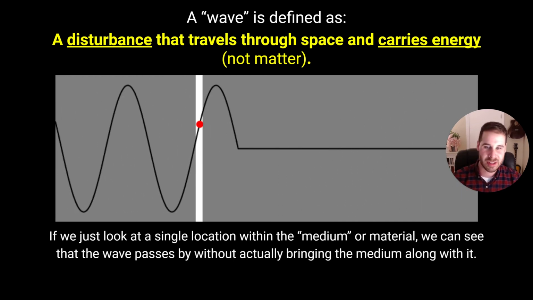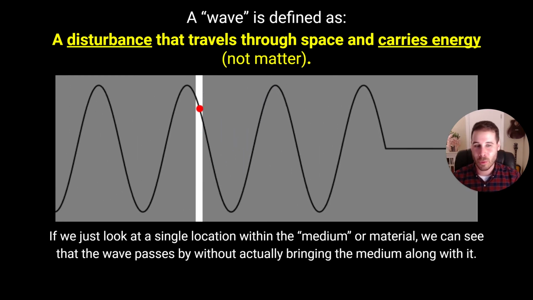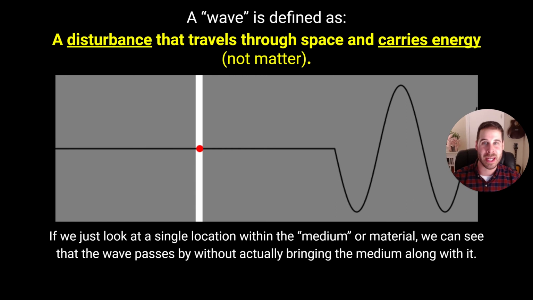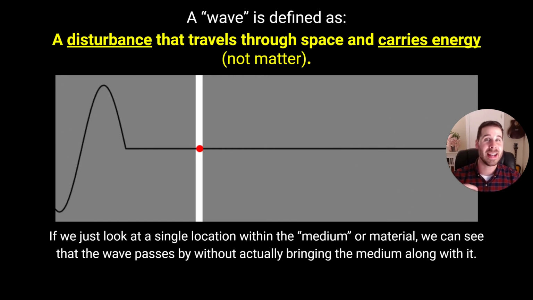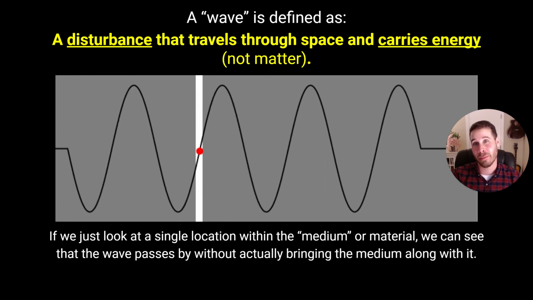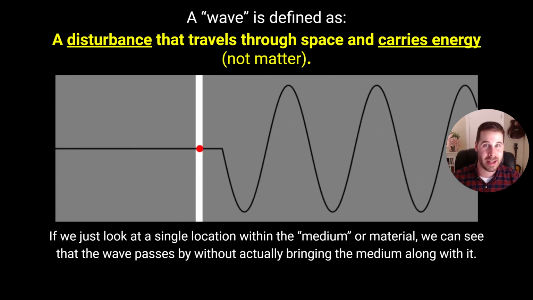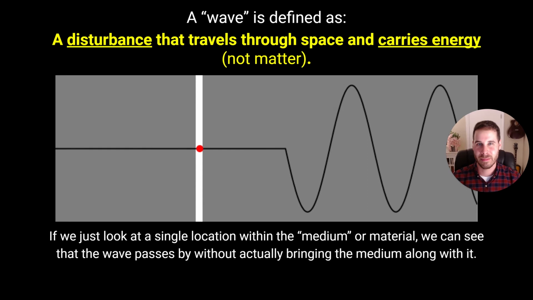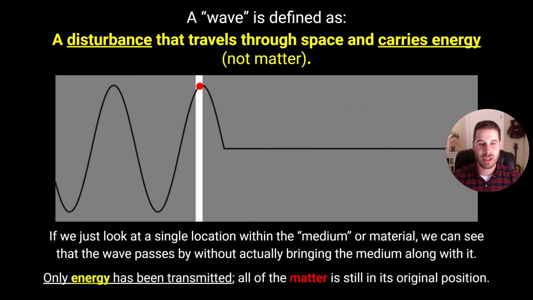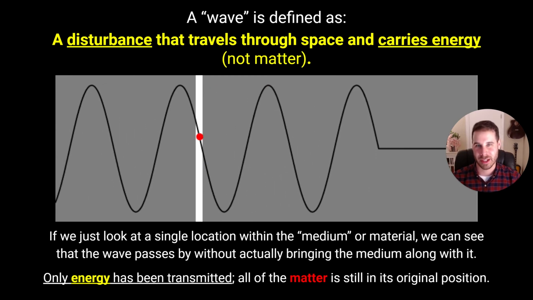So if you look at just a single location within any medium or material, we'll see that the waves will always pass by without actually bringing the medium along with it. And again, at least not any significant distance. Some waves will actually move the medium forward and backward a little bit, like the pool example in the last slide, but not any significant distance. So again, one last thought here. Only energy has been transmitted. All of the matter is still in its original position.